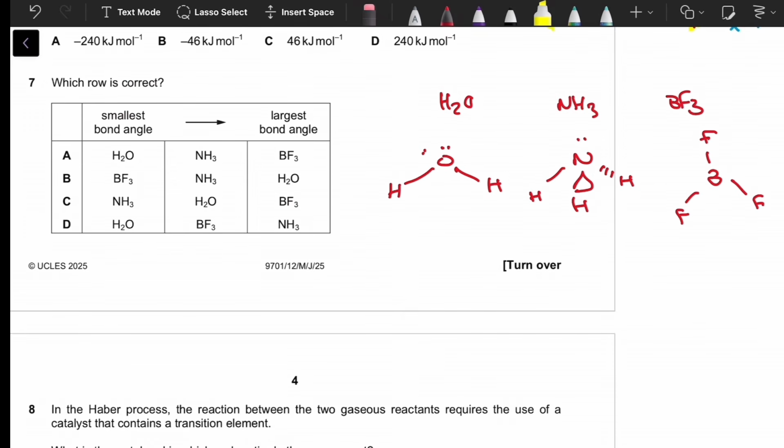Question 7 has a table of bond angles, and it's asking us to find which row is correct. So basically put these in order. We have 3 molecules, H2O, NH3 and BF3. So you need to be able to draw out these molecules in order to determine the bond angles. I've already drawn them out, but we're going to go through how to actually get to this drawing to begin with.